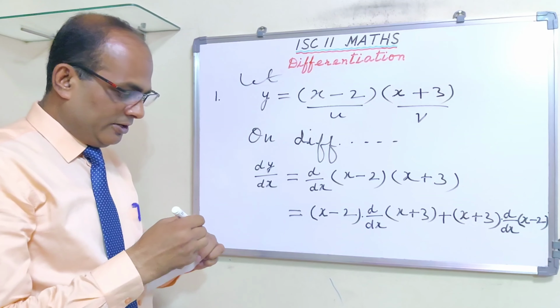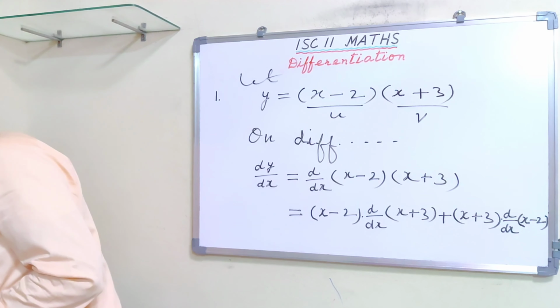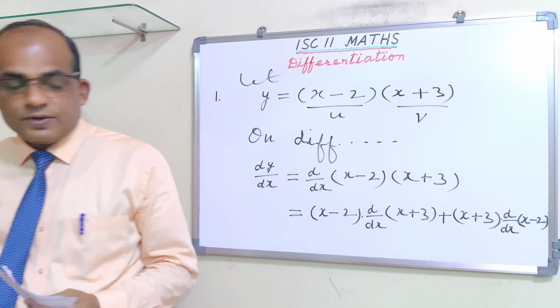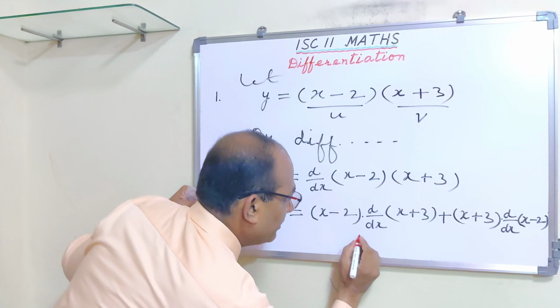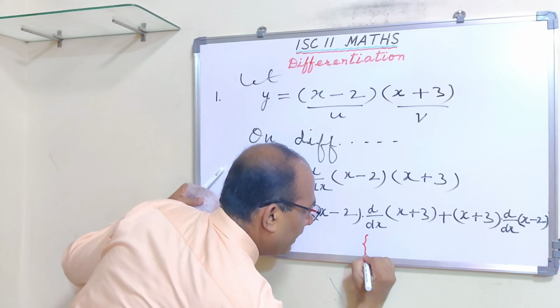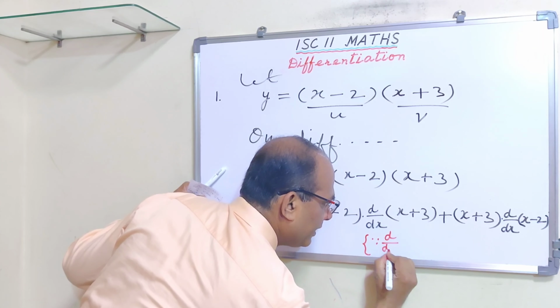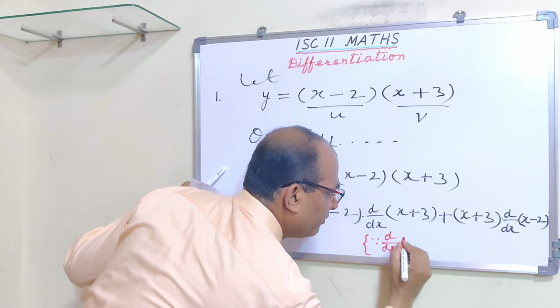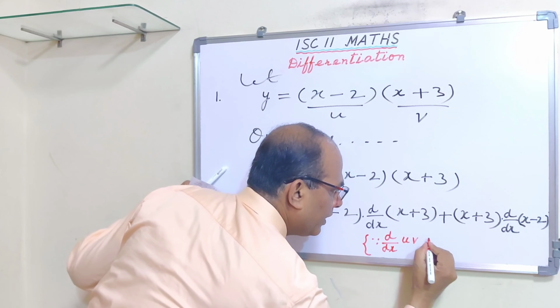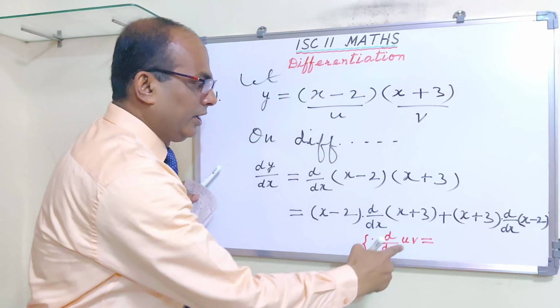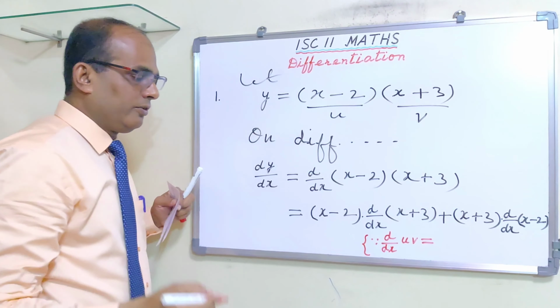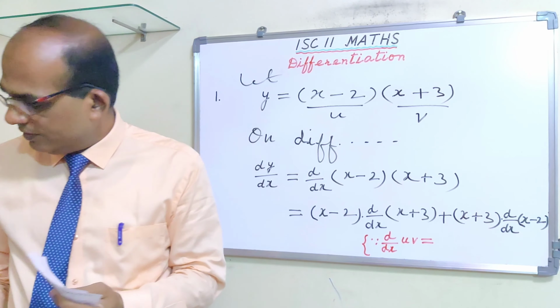And the formula you write down please here. Since d/dx of uv is u d/dx of v plus v d/dx of u. You can see the formula I have already given you.